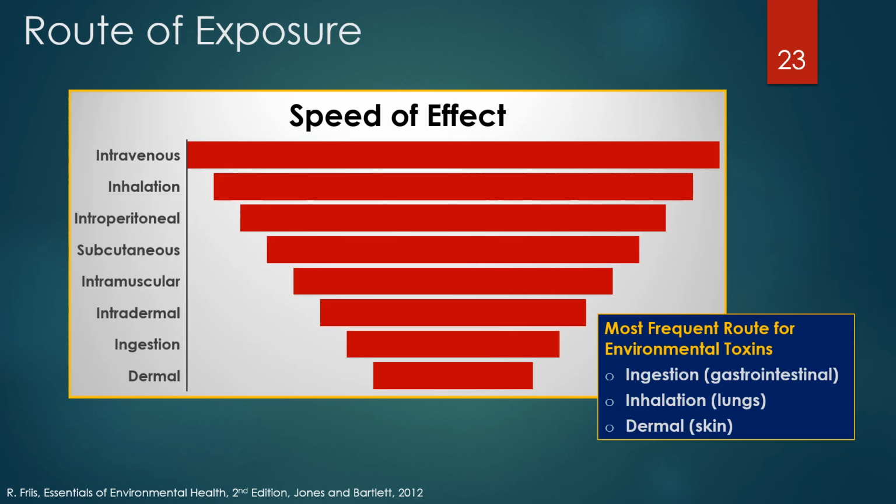This graph shows the relative speed of effect based on the route of exposure. The most rapid effect is through intravenous injection directly into the bloodstream, followed by inhalation via the lungs, intraperitoneal, subcutaneous, intramuscular, and intradermal injections, ingestion through the gastrointestinal tract, and dermal absorption through the skin. The most frequent sites of exposure for environmental chemicals are ingestion through the gastrointestinal tract, inhalation via the lungs, and absorption via the skin.